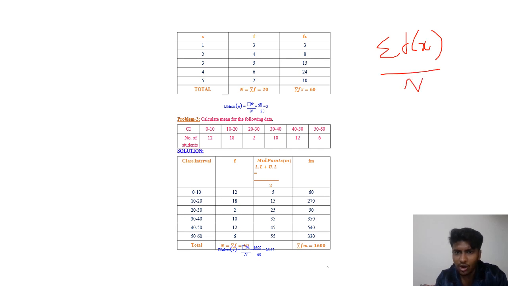Now the n is not the number of observations, it is the number of frequency. You have to get the summation. Please remember, this is very important.